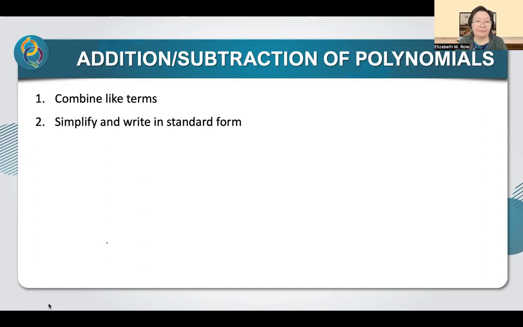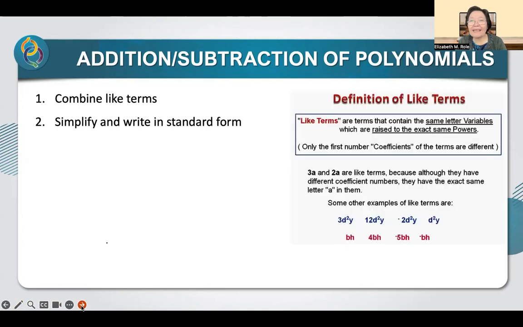Okay. So what do we mean by like terms? Terms are like if they contain the same letter variables and they are raised to the exact same power. So an x cubed and an x squared are not like terms. The reason is that even if they have the same letter variable, their powers are different. Even if their coefficients are different, as long as they are of the same letter and the same power, then they will be like terms.